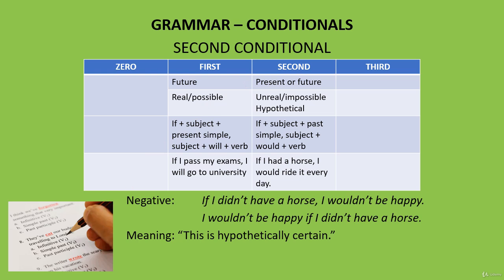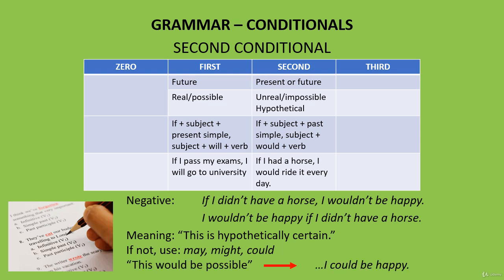If the second part is not certain, we use may, might, or could. For example, if I had a horse, I could be happy. It means I don't have a horse now, but if I did, my happiness still wouldn't be certain.